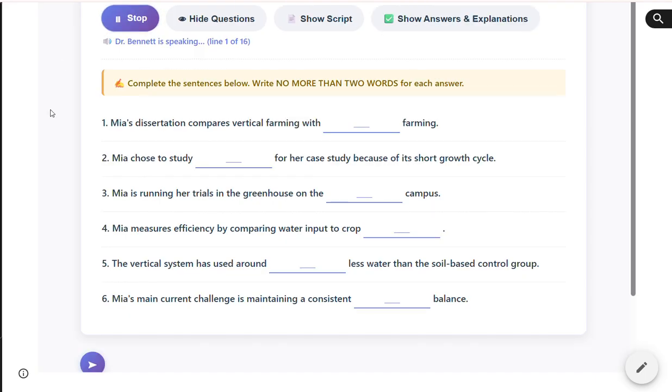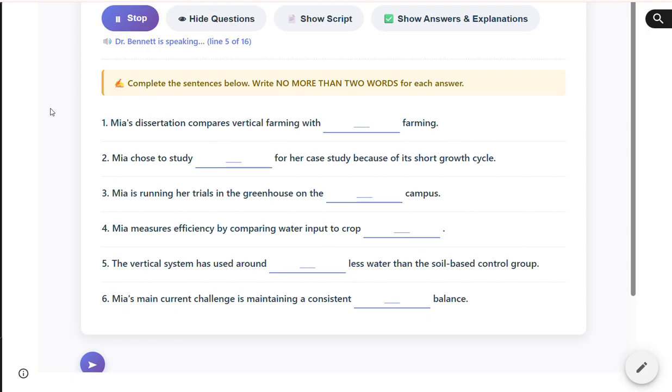Morning, Mia, thanks for coming in. So, how's the dissertation on vertical farming coming along? Good morning, Dr. Bennett. It's coming along well. I've just finished the literature review section. Great, and what's your main research question at this point? I'm looking at whether vertical farming can genuinely reduce water usage compared to traditional soil-based farming, not just theoretically, but with real data. That's a strong angle.